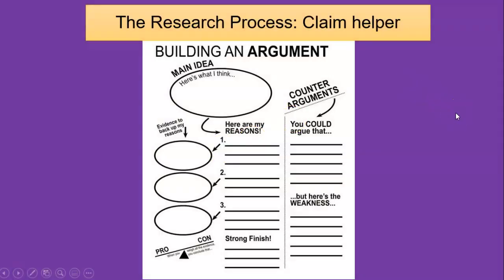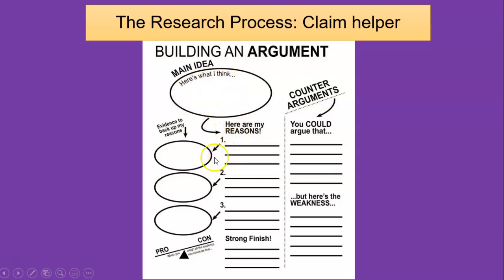Another way you can do that is to use something like this graphic. This is something, again, you can just do on your own paper. This is building your argument or building your claim. So here's what I think. There's this main idea bubble. So here's what I think about your topic. Whatever topic you chose, what do you think about that topic? You want to put your thought there in that main idea bubble.